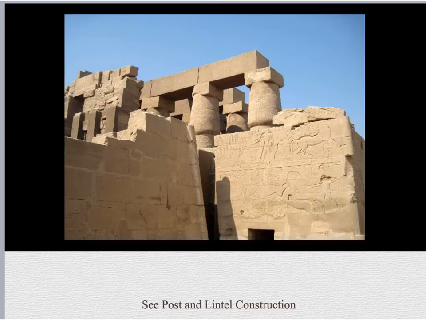So let's start with form. This word should be a review. You can see here that the Temple of Amun-Re includes post and lintel construction, and we talked about that when we looked at Stonehenge. Remember, the posts are the columns that go upward, and then the lintel are the stones that sit on top. You can see that at the top here, where there's two columns supporting the stones above. That's post and lintel construction.